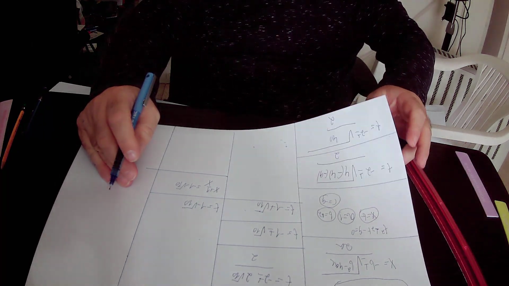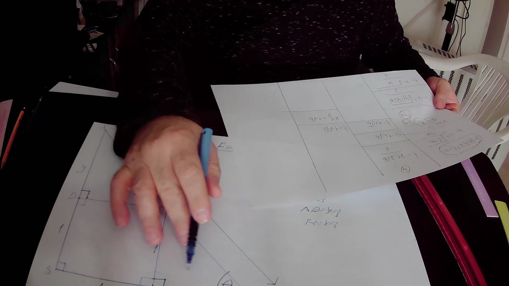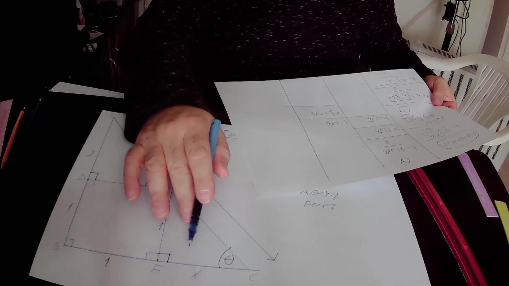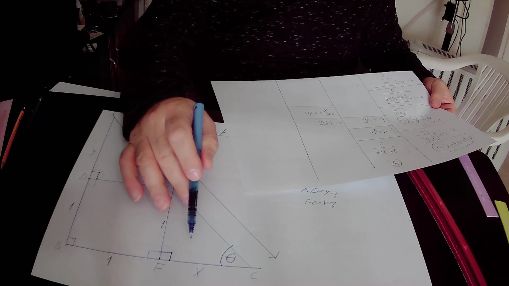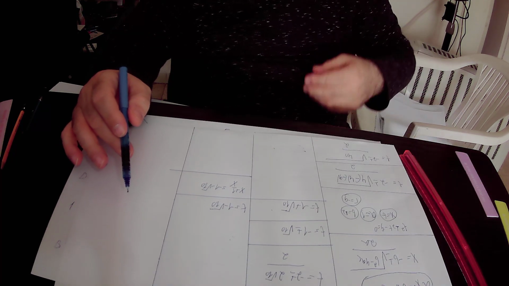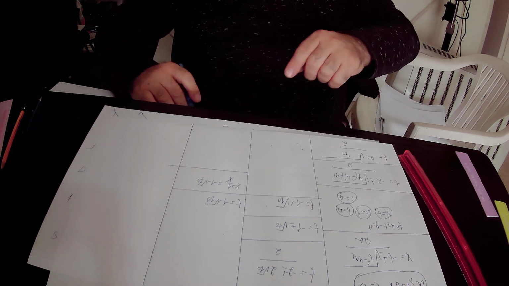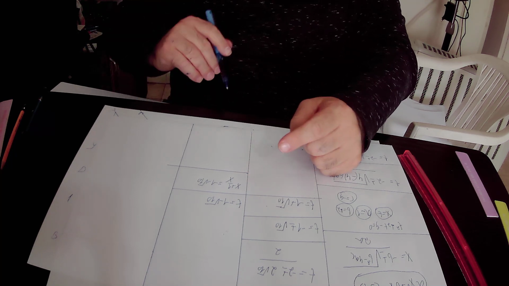So x is length. X is length, and length is a positive number. If x is a positive number, then x plus 1 over x will also be a positive number.